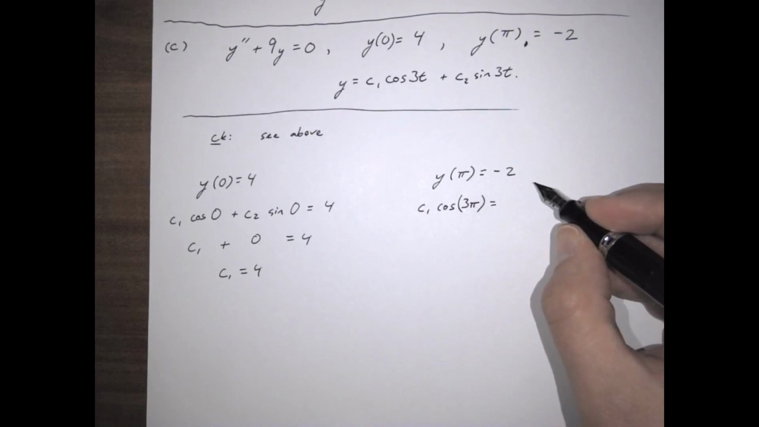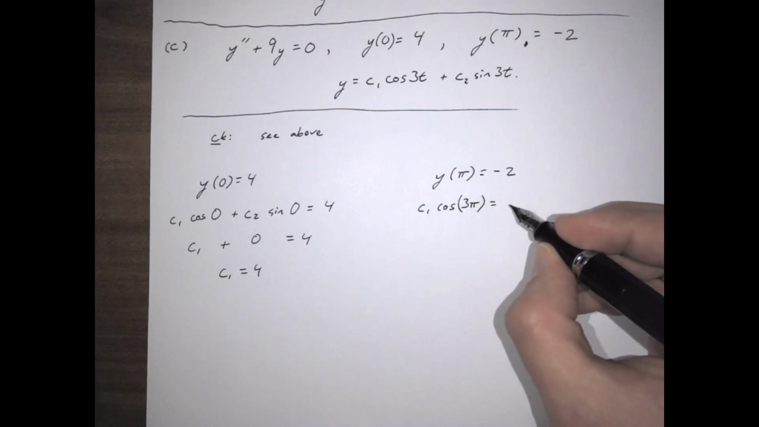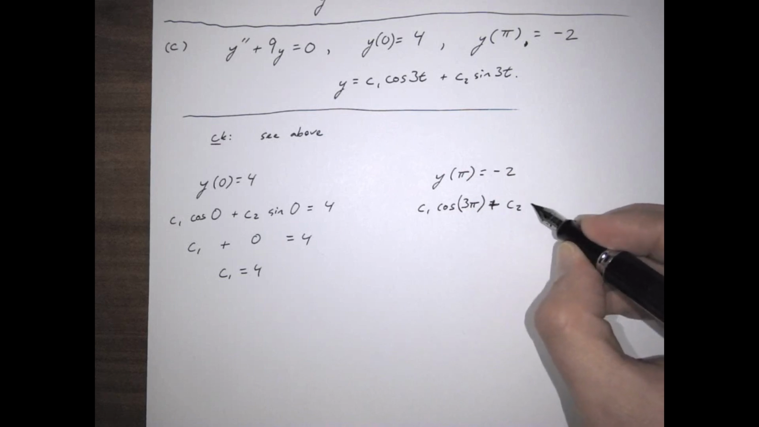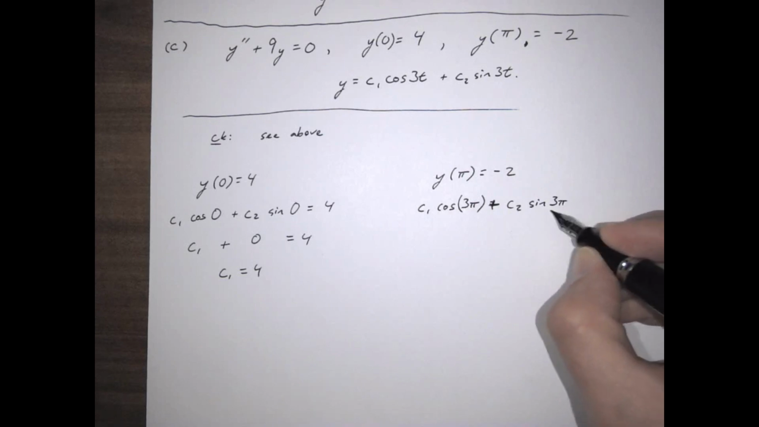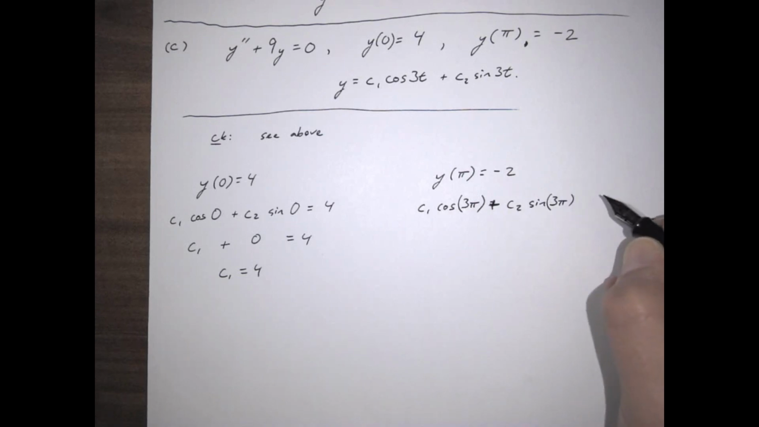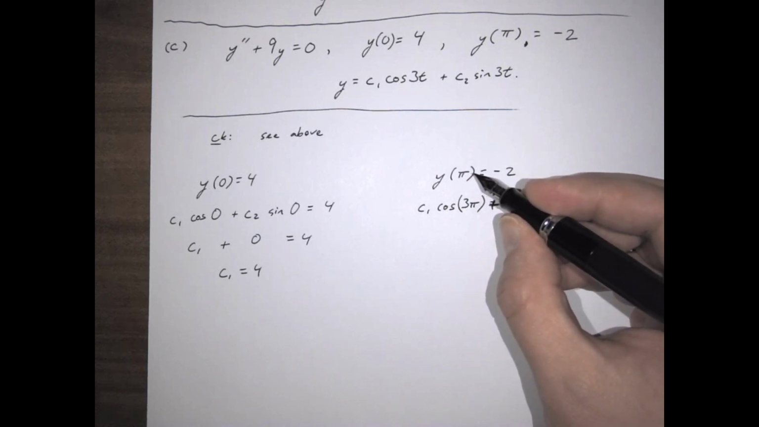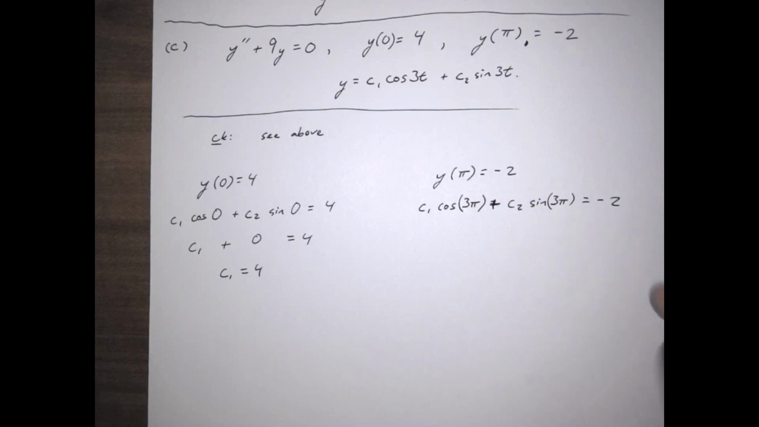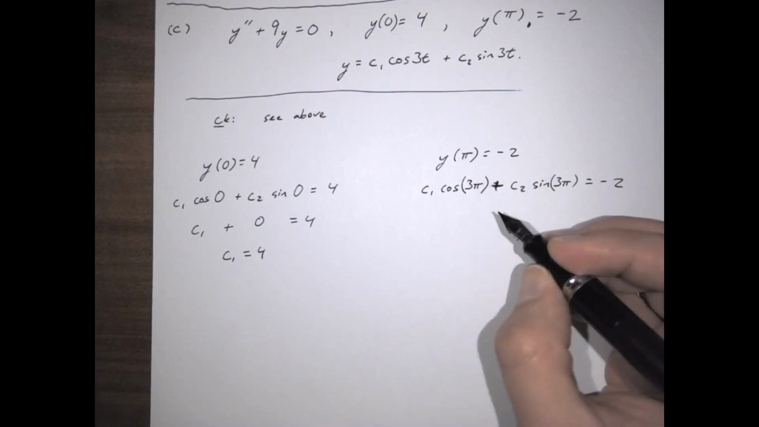So cosine of 3 pi, plus c2 sine of 3 pi. Remember, it's 3t, and this represents t here, equal to -2. Okay, so now let's see what we get.